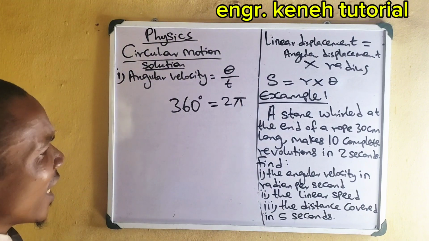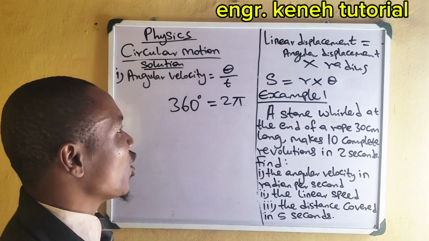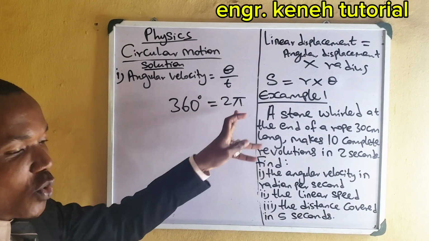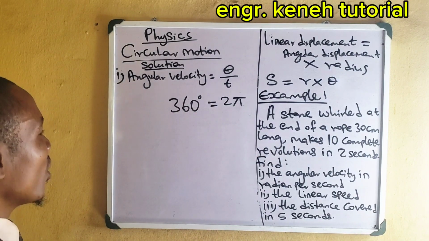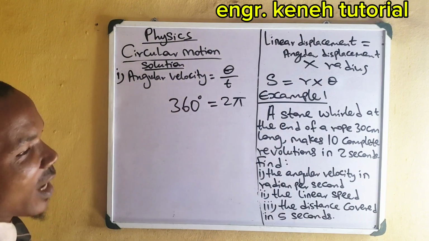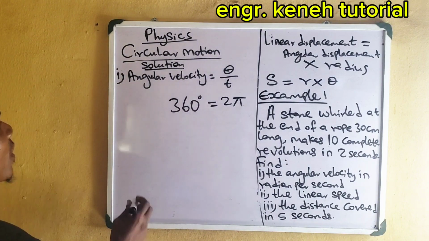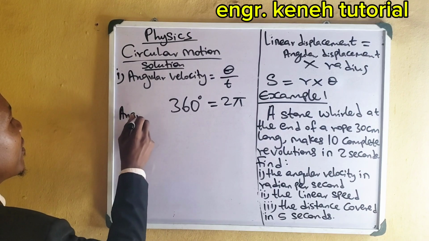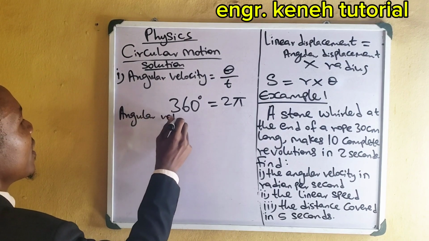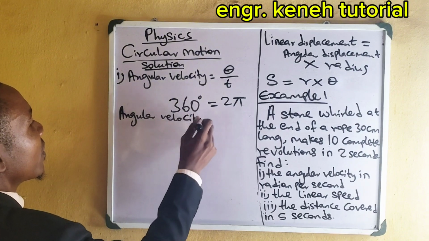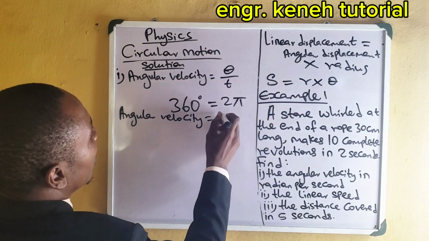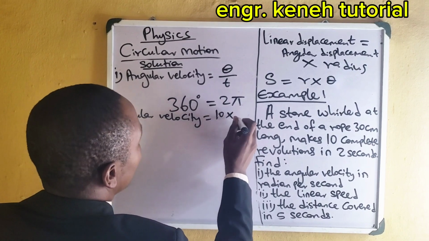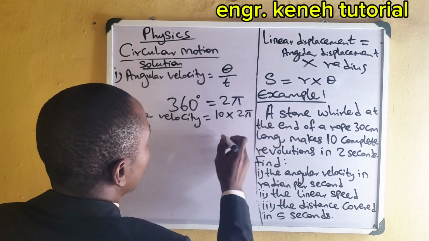So here now they said 10 complete revolutions. That means that one revolution will give us 360 degrees, which is equivalent to 2 pi. So 10 revolutions should be 10 times what we have here. All right, so this angular velocity will give us 10 times one revolution. We have 10 times 2 pi. Can you see that? All over.